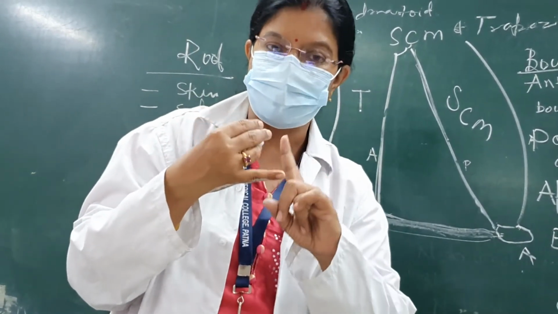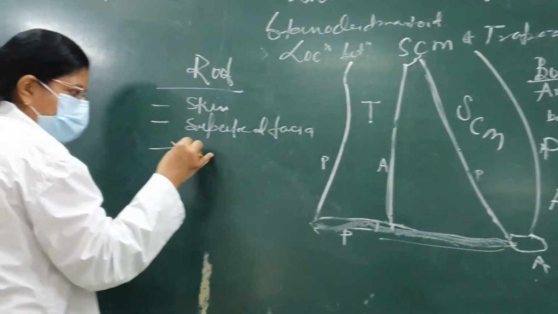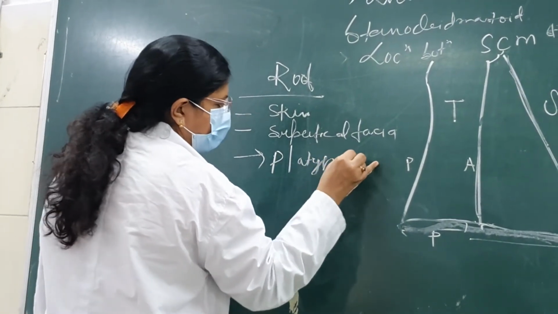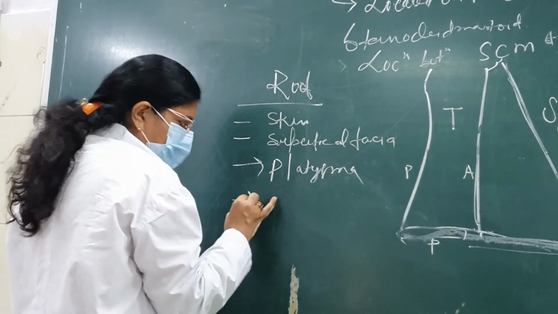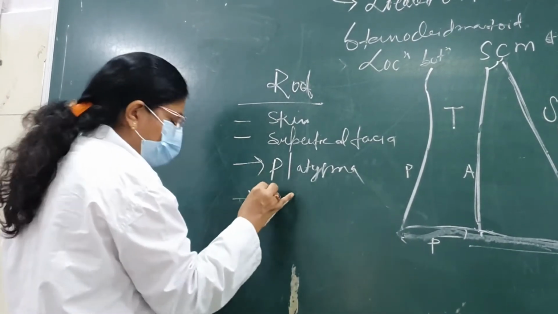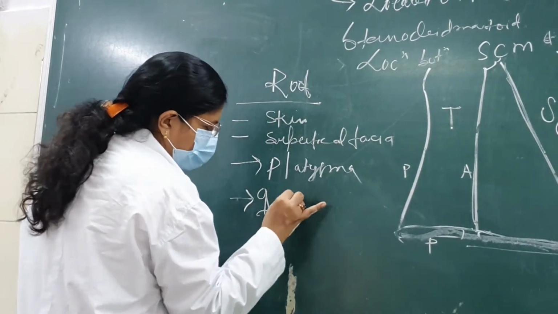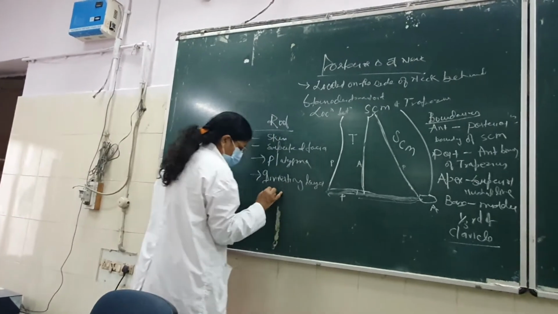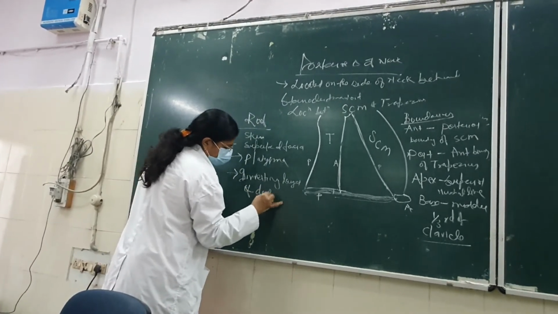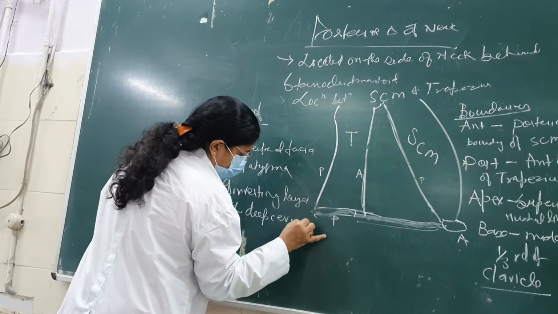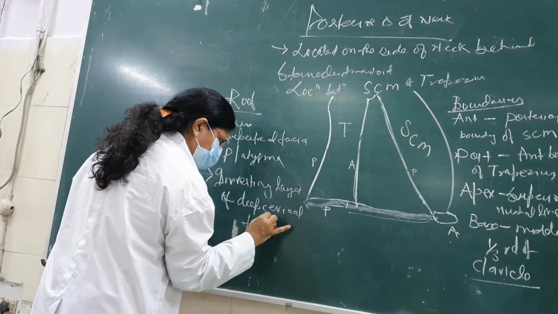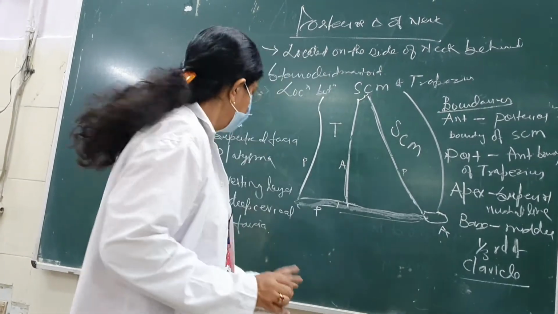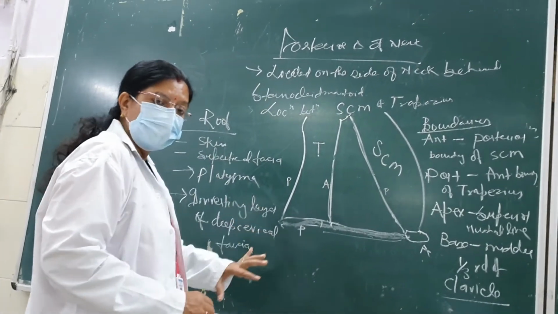So skin, superficial fascia. Now in the superficial fascia we have a cutaneous muscle, that is the platysma. Now platysma, then we have what? Investing layer of the cervical fascia. Okay, investing layer of the cervical fascia. Okay, so then we have what?